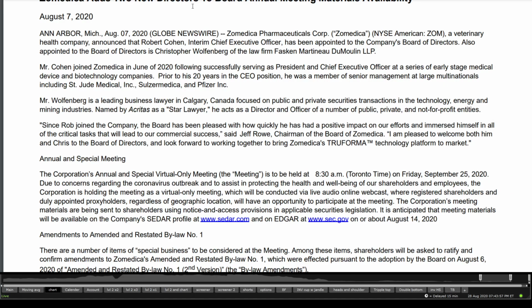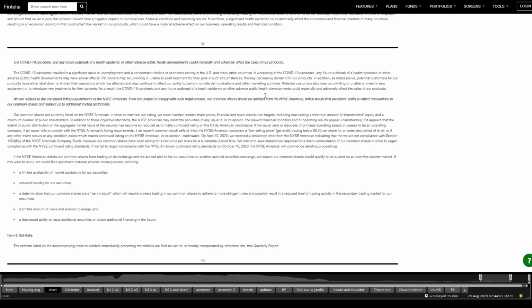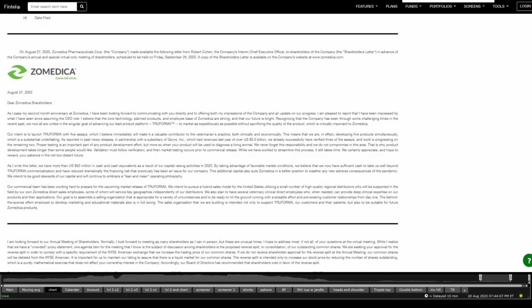I'd say that's a good sign. The letter is really bullish. That's a good sign. In terms of having enough capital to get them to 2020, amazing.